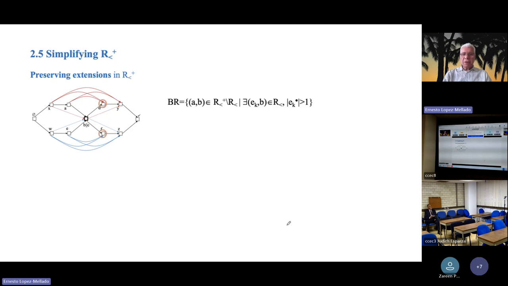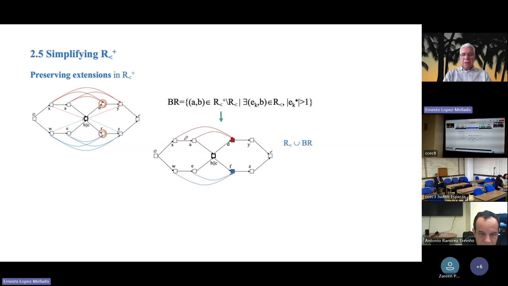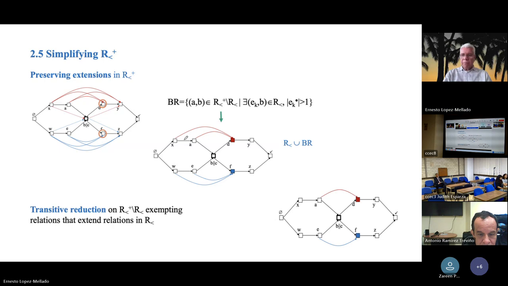Then we will reduce, focusing on these events. We will present the relations that arrive to these events, and we have a more reduced event relation. And finally, we apply another reduction. We have a more simplified event relation.